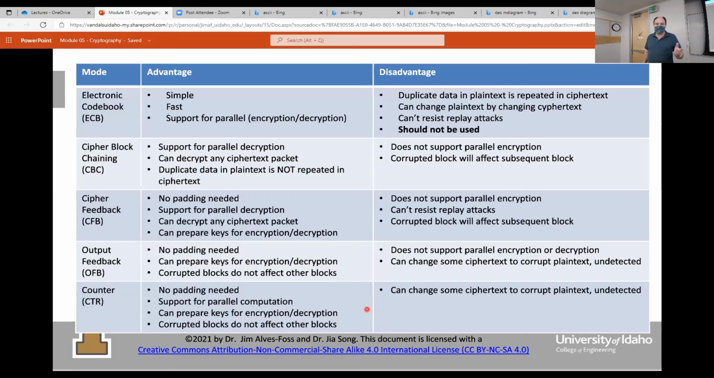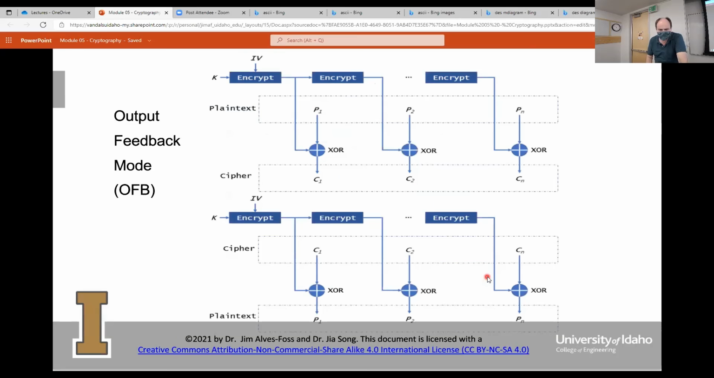Output feedback mode, no padding needed. Can prepare the keys ahead of time. Corrupted blocks do not affect other blocks because the keys are independent of the previous ciphertext, but it does not support parallel encryption or decryption the way it's set up. Again, that doesn't sound right. All right, output feedback mode. Yeah, it should support parallel encryption and decryption. That's a typo. As long as we prepare the keys ahead of time, we're good.